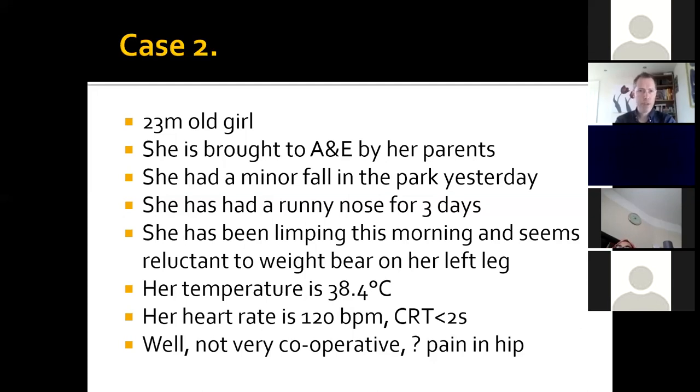She has a temperature of 38.4 degrees C. Her heart rate is 120 beats per minute. Capillary refill less than 2 seconds. She looks fairly well, but she's not very cooperative. A bit hard to examine, and you think that she probably has pain in her hip joint as the cause of not wanting to weight bear on her left leg.